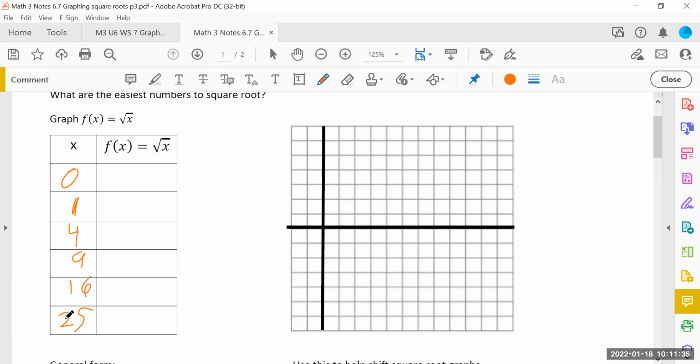Every time you're asked to graph a square root graph, you're going to use these numbers because they're the only ones we can take square roots of and get a whole number answer. Does that make sense to everybody? So right here, I'm going to show you the work. The work for each of these, it's the square root of 0, but that gives us 0. The square root of 1 gives us 1. Square root of 4 gives us 2. Square root of 9 gives us 3. Square root of 16 gives us 4. Square root of 25 gives us 5.